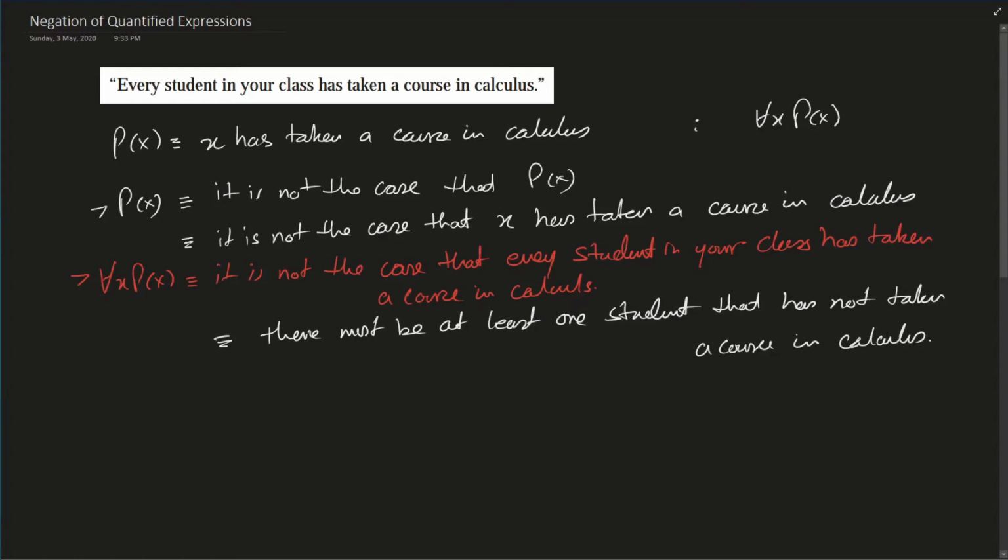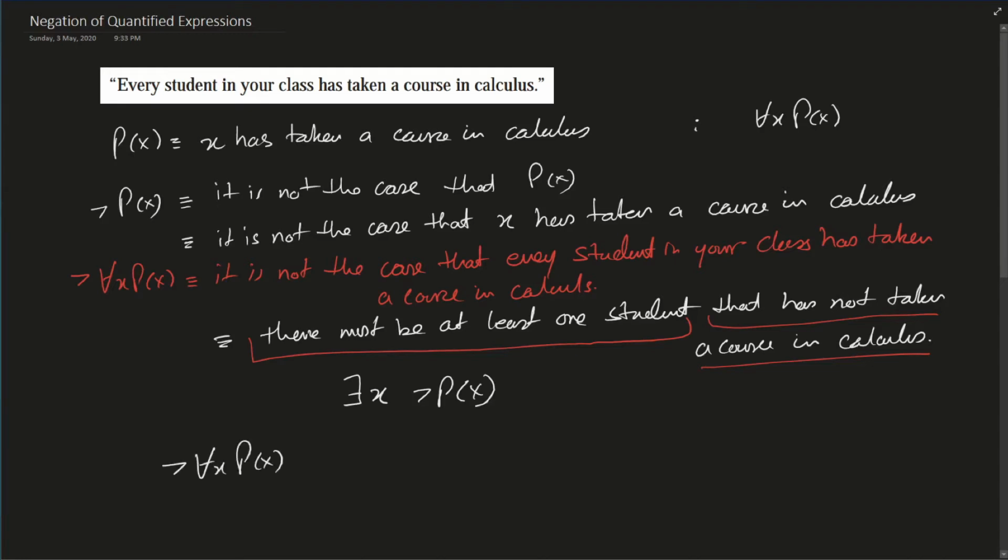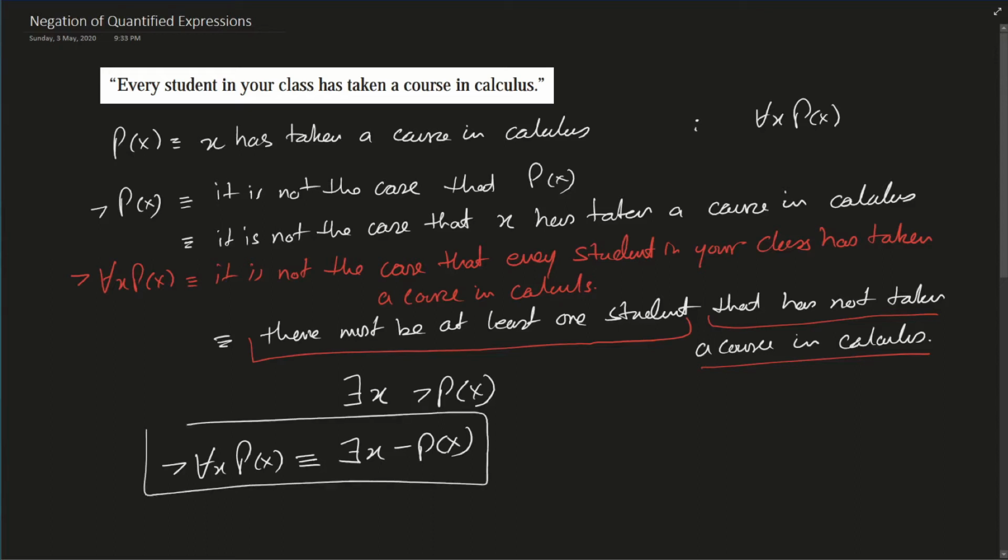Now let's translate this back into mathematics. There must be at least one student can be translated as there exists an x, that has not taken a course in calculus is translated as not P of x. And this example illustrates the logical equivalency of this statement: not for every x, P of x is equivalent to there exists an x, not P of x. Now, this example illustrates the equivalency, but it does not prove it, because proof by example is not a proof.